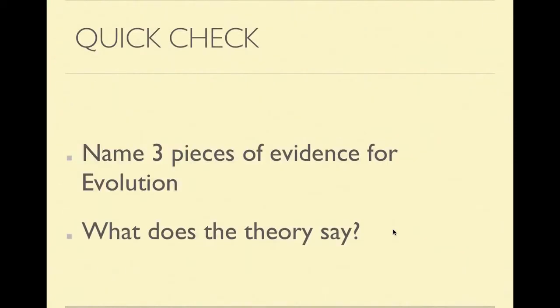So quick check. What are the three pieces of evolution and what does the theory say? Okay, some of the pieces of evolution that we went over are homologous structures, vestigial structures, and then transitional forms, those fossils where they have the in-between stepping stones of a modern species to its ancestor species. The theory says that a species will change over time, and that's really what it says.